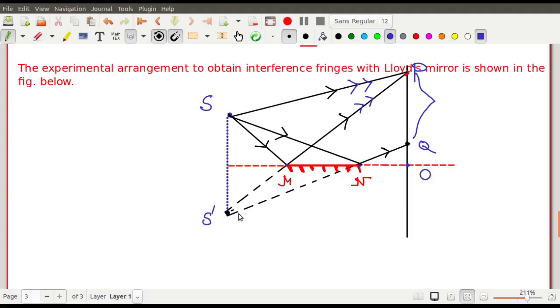So the difference between the Lloyd's mirror and the Fresnel biprism experiment is that in the Lloyd's mirror experiment you have only one virtual source, and in the Fresnel biprism experiment you had two virtual sources, right? At the time of the exam there is a question: what is the difference between the fringe system of Fresnel biprism and Lloyd's mirror? This question is basically set to understand if you have read both of them properly or not.